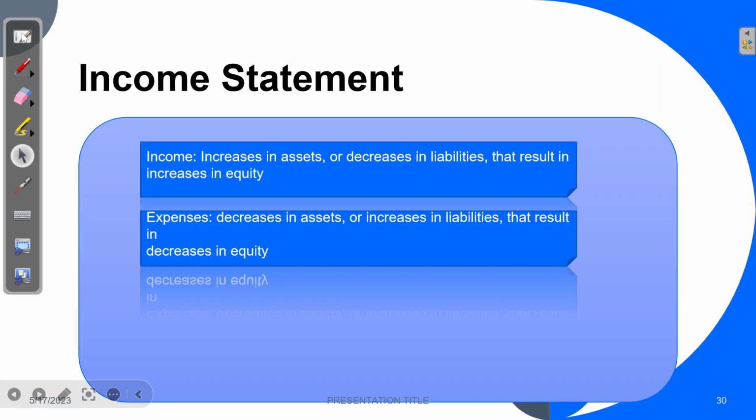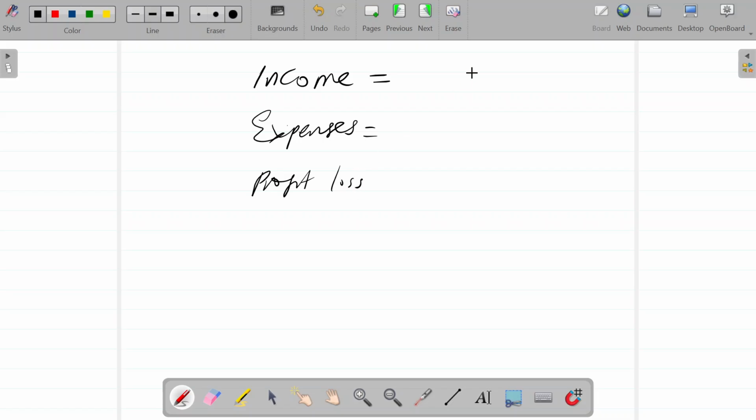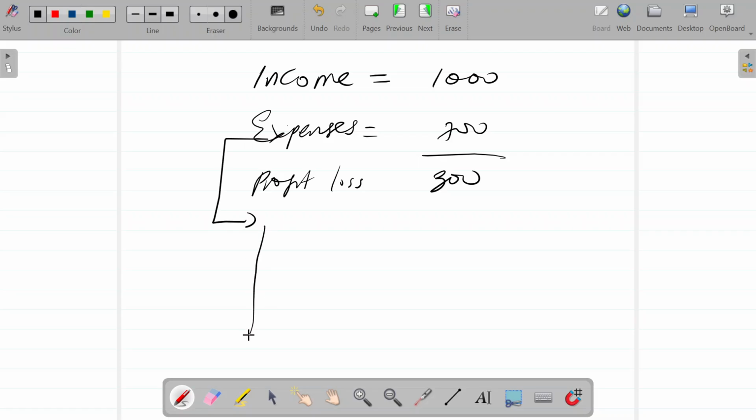So the income statement, what are the main components? The income statement simply records or reports on your income and the expenses for the period, to arrive at your profit or loss. So maybe income of 1,000, expenses of 700, your profits of 300. But when we take the expenses, there are different types of expenses.